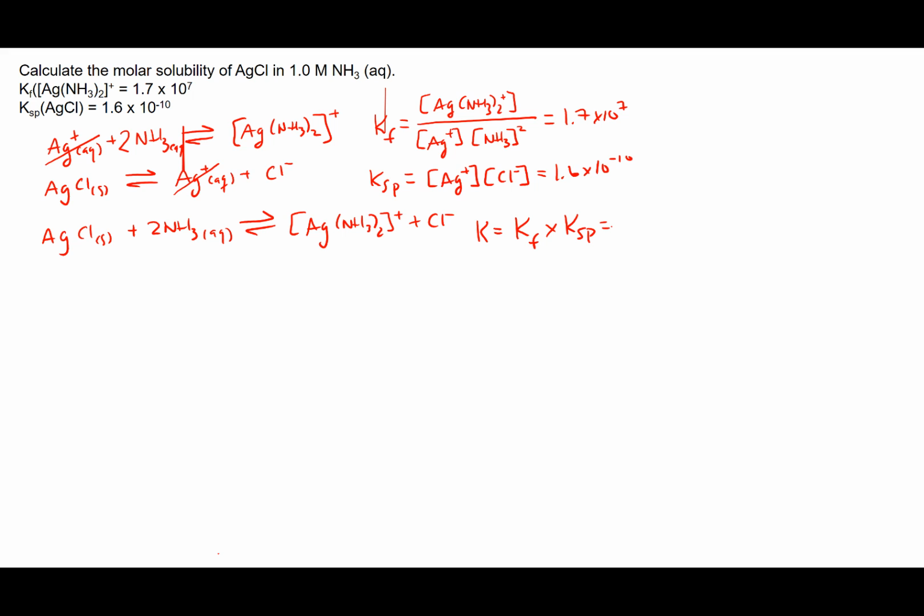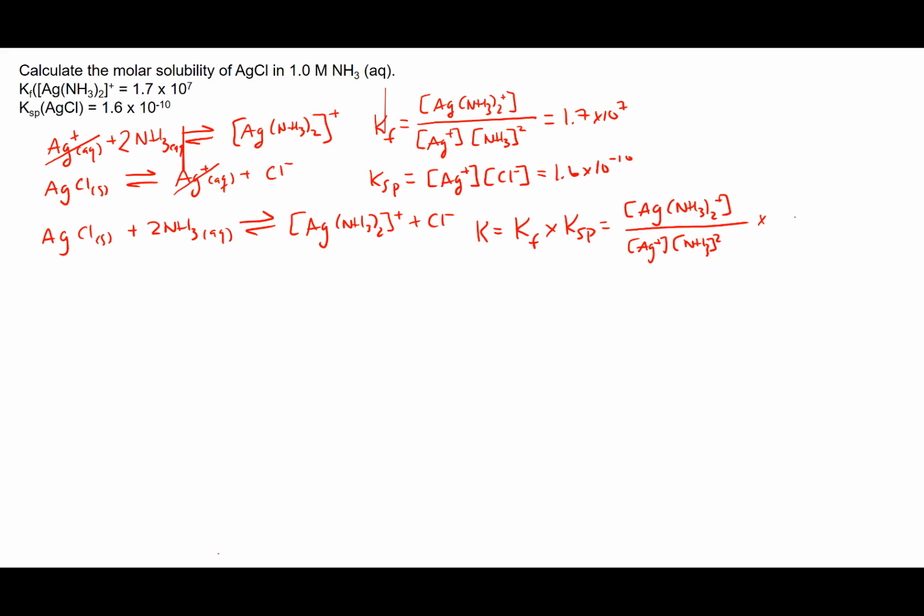So for this reaction right here, K is going to be equal to Kf times Ksp. And the way that we can prove to ourselves that that's all going to work out is if we simply take the equilibrium expressions right here and we can see things canceling out. So we have Ag(NH3)2+ up here, the silver amine complex, over Ag+ times the concentration of the ammonia squared.